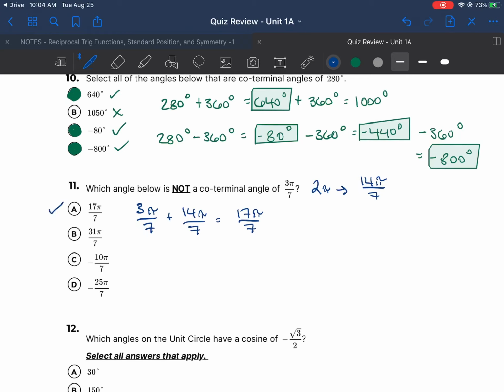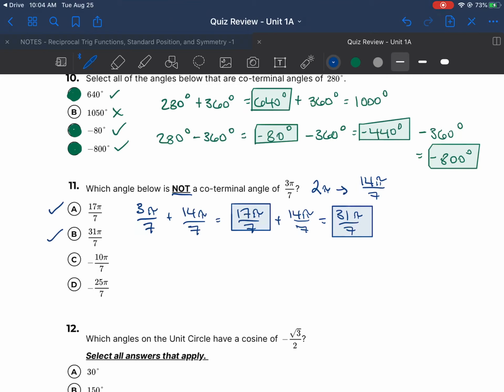So we know we're not going to select answer choice A because we're looking for which one is not a coterminal angle. Let's go ahead and add 14 pi over 7 again. So adding 17 pi plus 14 pi, that's going to give us 31 pi over 7. So that's a coterminal angle, which is answer choice B.